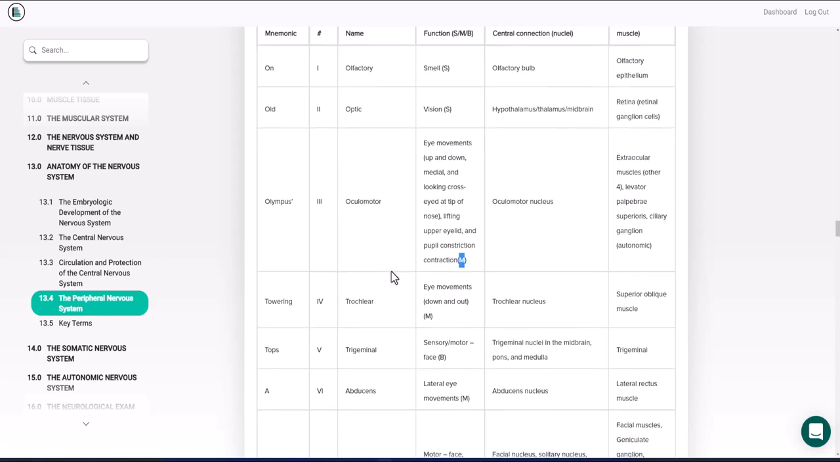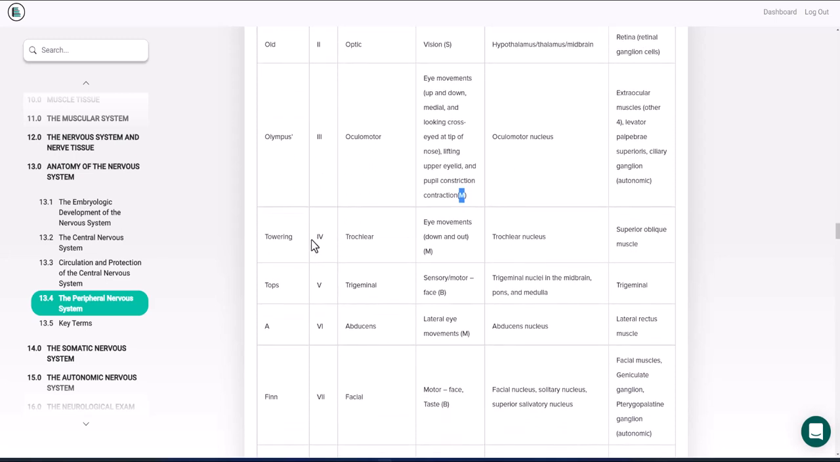Then number 4 is the trochlear nerve. The trochlear nerve also controls eye movement. This is down and out. This is controlling your superior oblique muscle of the eye. Again, it's a motor only nerve. I'm going to jump down to number 6, the abducens. It looks like the word abduct because this is the nerve that allows you to look outward. Lateral movements, lateral rectus muscle, motor only. So what three nerves control your eye movements?